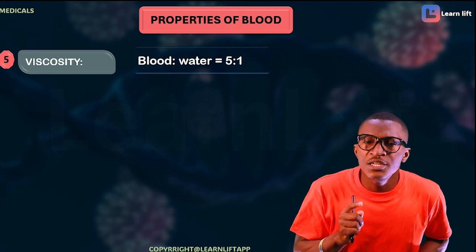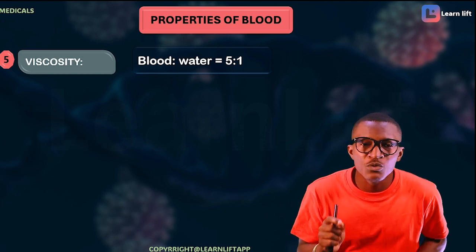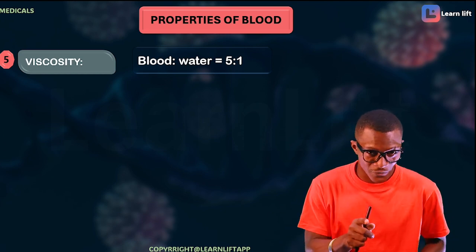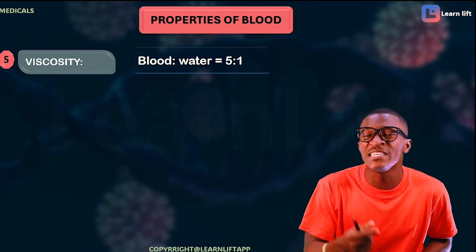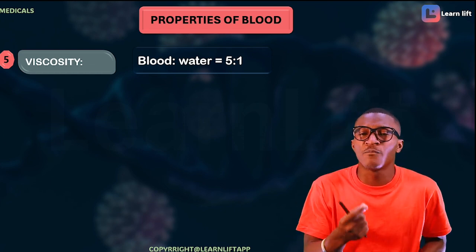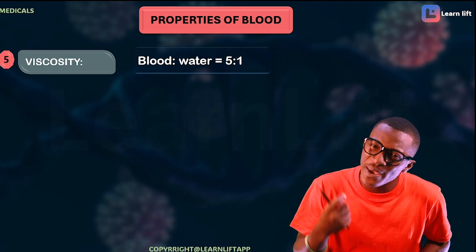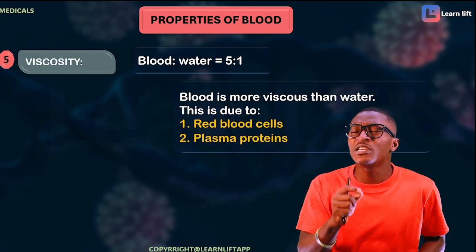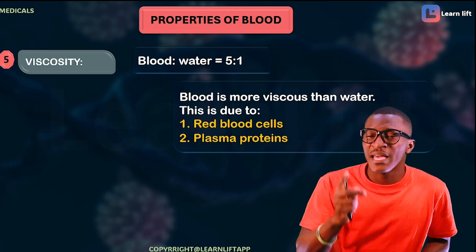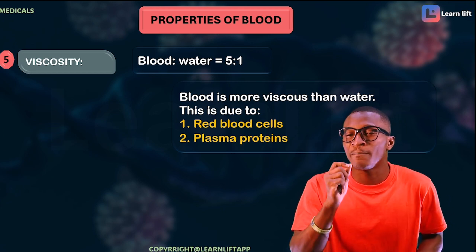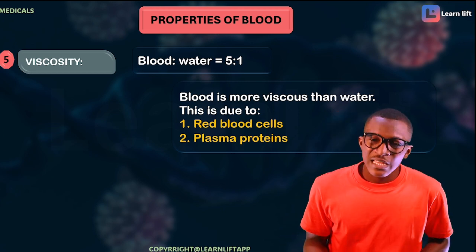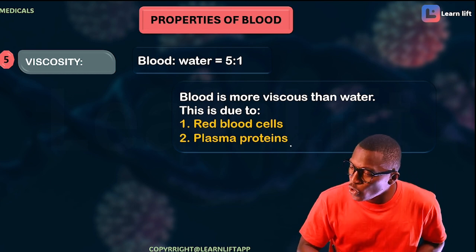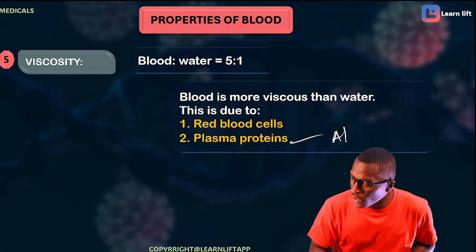This is where they got the adage that blood is thicker than water. You feel it now? So take note that blood is thicker than water. What's the viscosity of blood to water? 5:1. Now take note that the viscosity of blood is because of 2 things. Number 1, the red blood cells, and number 2, the plasma proteins. Among the plasma proteins, majorly albumin.